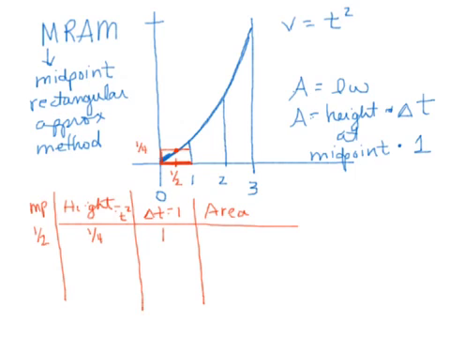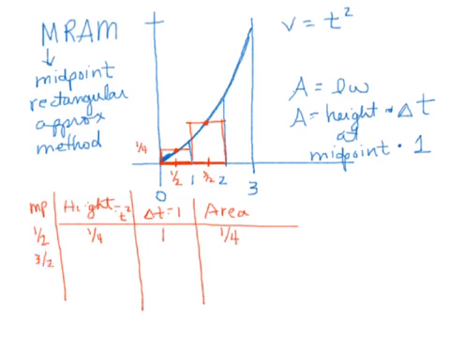So when we multiply 1/4 times 1, you're going to get an area of 1/4. Okay? Now, let's come to this next rectangle. The midpoint right here, 3/2. That right there, we're going to use the midpoint to estimate the area of the second rectangle.